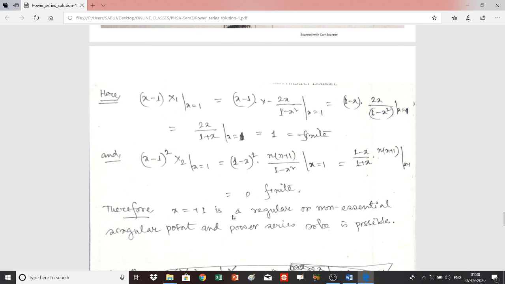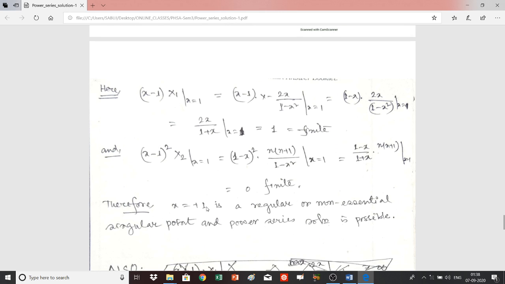Therefore, at x equal to plus 1, the given equation has a regular singular or non-essential singular point, and therefore it can be expressed in terms of the power series method.